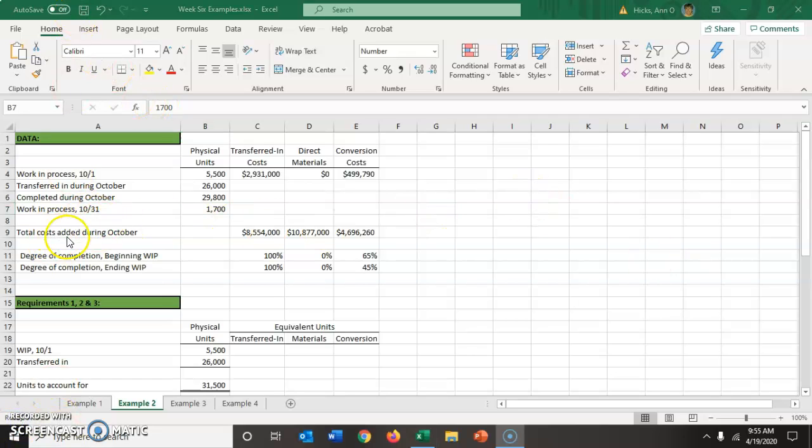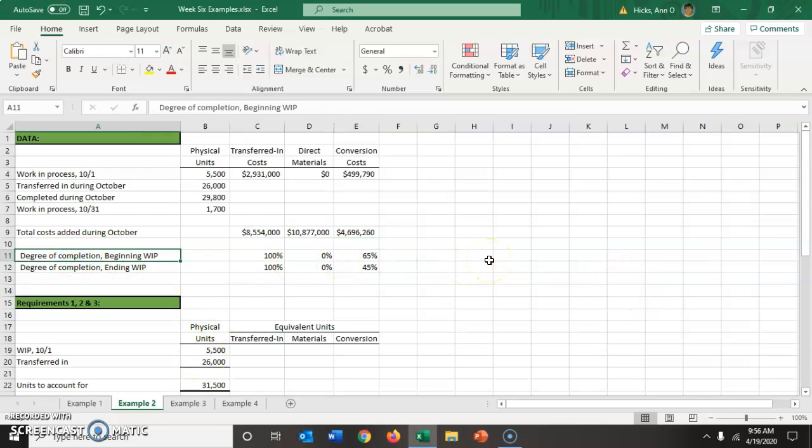So during October, we added costs to these units. Transferred in costs are $8,554,000. That number may look familiar. Those are the costs that were moved into Department 2 from Department 1 associated with these 26,000 units. We did incur $10,877,000 in direct materials and $4,696,260 in additional conversion costs.